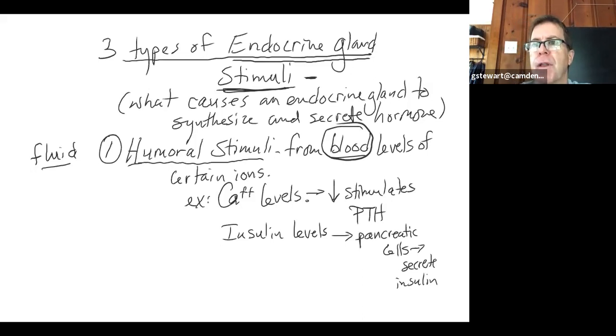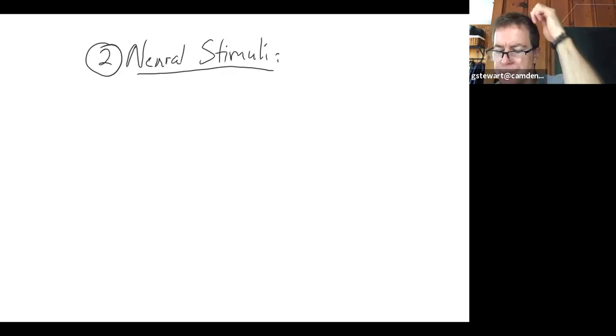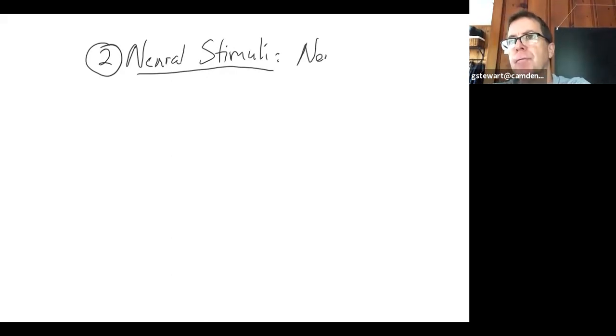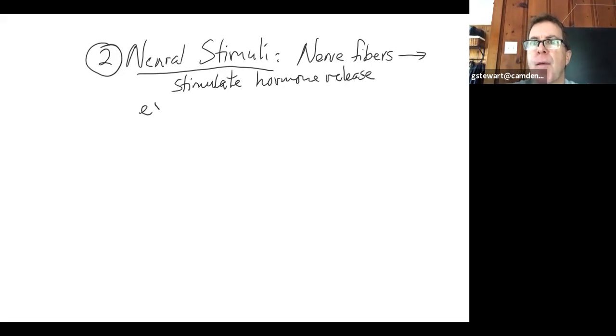Another form of stimuli, I'm just going to overlay this, is neural stimuli. So a neuron or a group of neurons can innervate endocrine glands to secrete hormones. So I'm just going to write nerve fibers stimulate hormone synthesis and secretion. And I'll give you some examples of this.